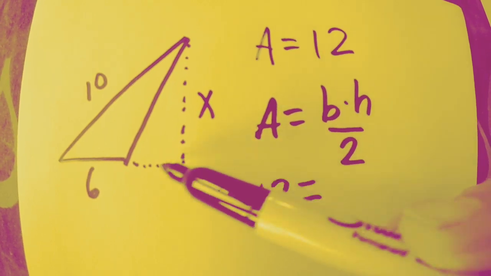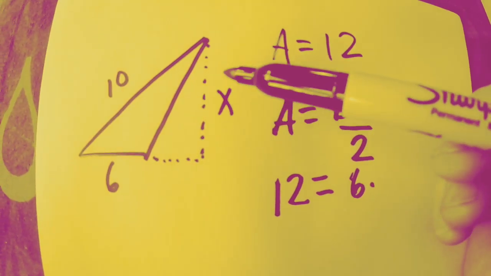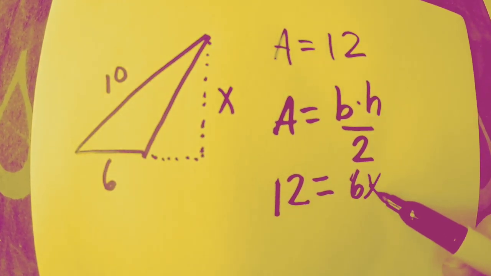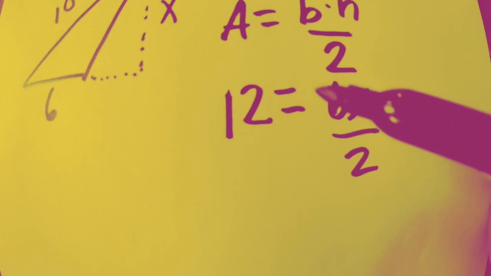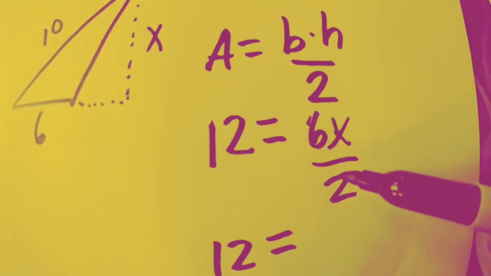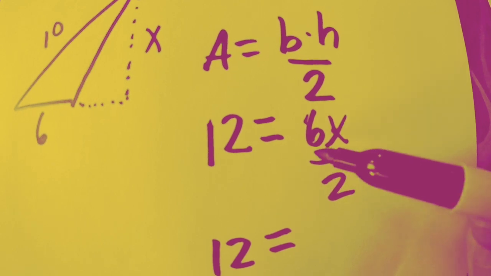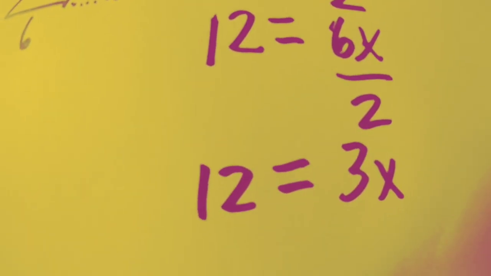Do we know the base? Yep, that's 6. Do we know the height? Nope. I'll use x. All right, and then I gotta divide by 2. On the left side it's just 12. On the right side is 6 divided by 2. That's 3. And I gotta multiply that times x.